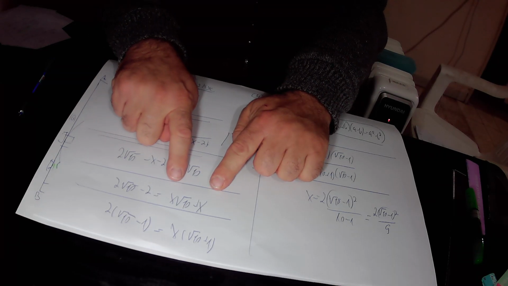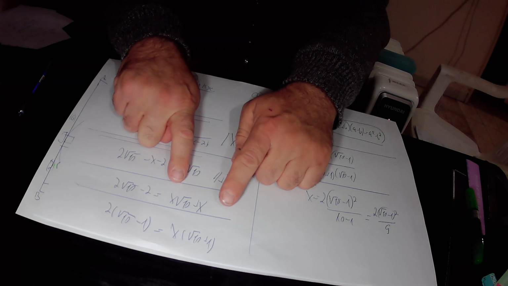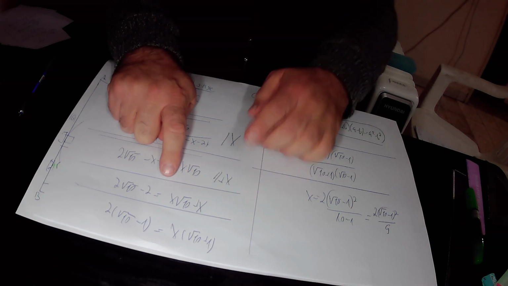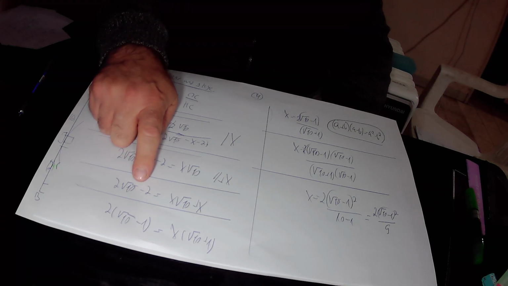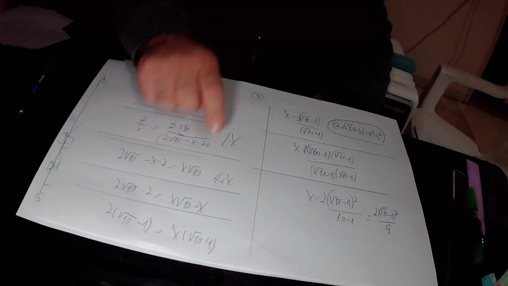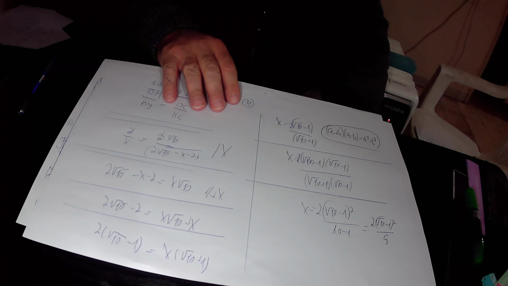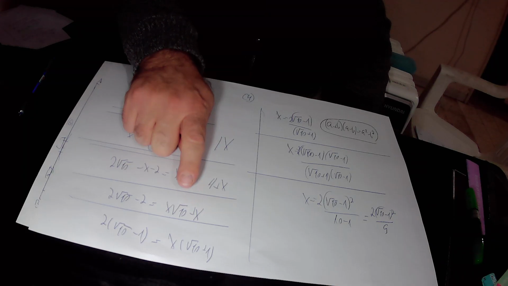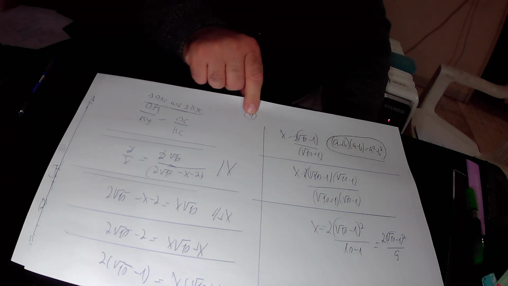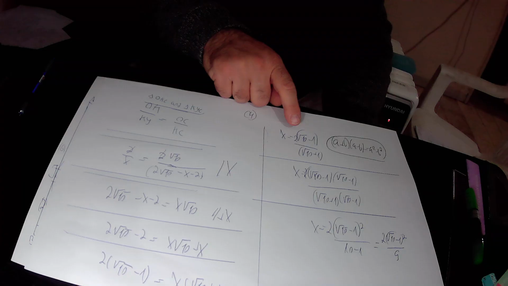Likewise, we took X out as a common factor from those two expressions, so inside the brackets we are left with root of 10 plus 1. So in total we found that 2 times root of 10 minus 1 equals X times root of 10 plus 1. Here we divided this equation by square root of 10 plus 1, and finally found that X equals 2 times the square root of 10 minus 1 over square root of 10 plus 1.